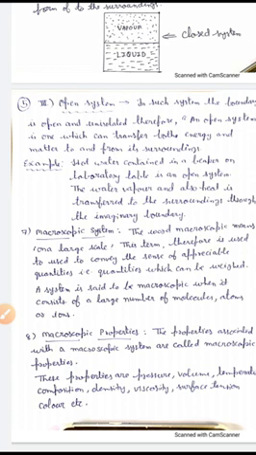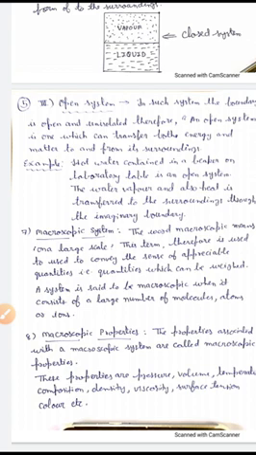Macroscopic system. What is macroscopic system? The word macroscopic means on a large scale. This term therefore is used to convey the sense of appreciable quantities, that is quantity which can be weighed. A system is said to be macroscopic when it consists of a large number of molecules, atoms or ions.